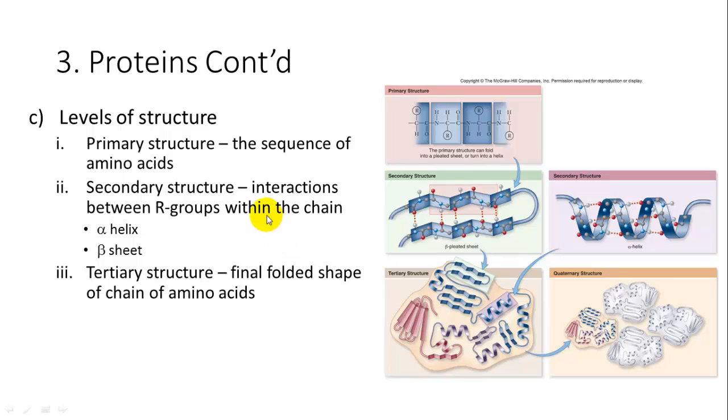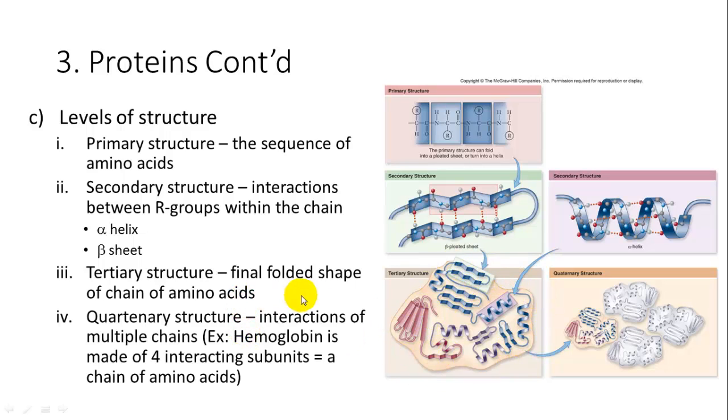The tertiary structure then is the final folded shape of the chain of amino acids. So after you have all of these secondary structures combined together, it makes this larger chain of amino acids. And then you may also have a quaternary structure where you have multiple tertiary structures combined together to make a larger protein. So an example of this is hemoglobin, which is made of 4 interacting globin subunits.